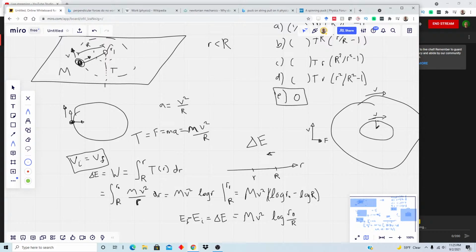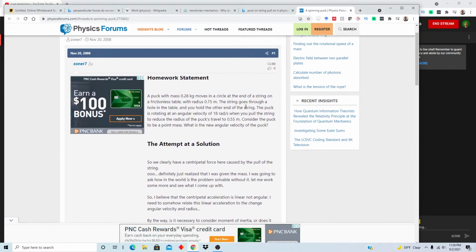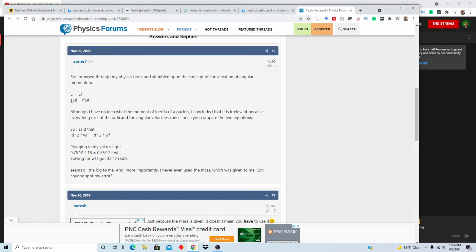So say the radius of this one is 3 times larger. This one will spin 3 times before this one finishes, because the circumference is 2 pi r. If you plug in 1 here, that's 2 pi. If you plug in 3 here, that's 6 pi. So this one will spin 3 times before this one spins a full 1. Yeah, they did it in terms of omega.